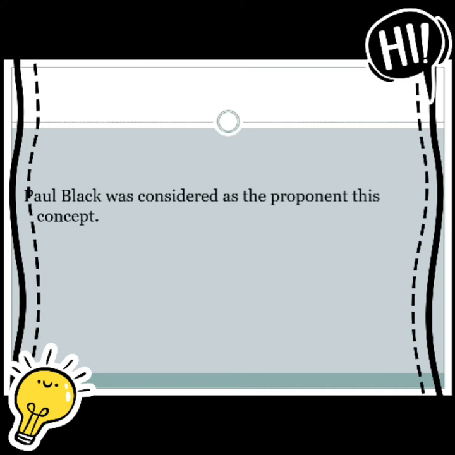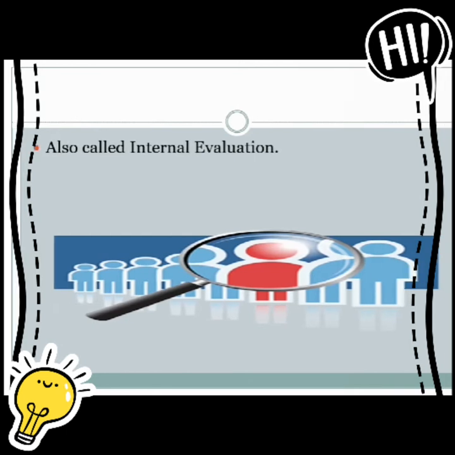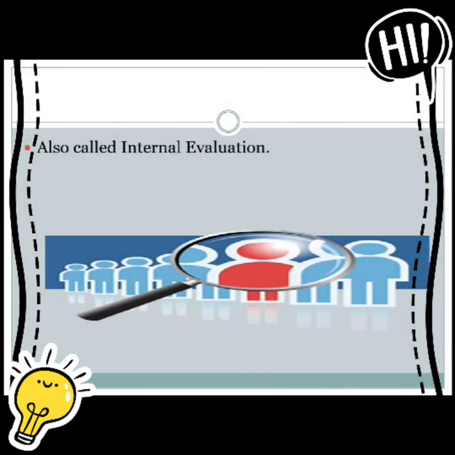Okay, Paul Black was considered the proponent of this concept, that is, formative evaluation. Formative evaluation is also called internal evaluation. Now students will ask me why formative evaluation is also called internal evaluation. So I would like to explain that learner and teacher are active participants. The student himself monitors his progress. That is, they monitor themselves internally. That is the reason formative evaluation is also known as internal evaluation.